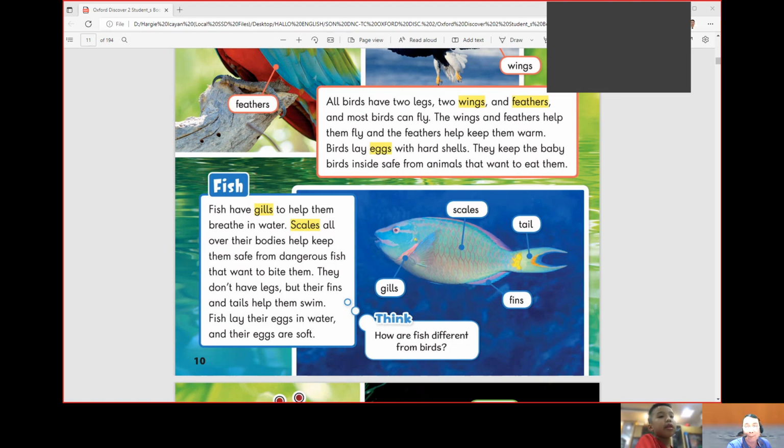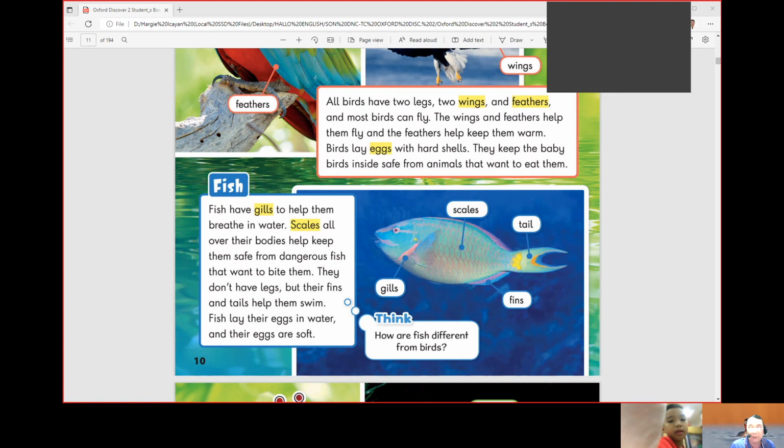Okay, open your chat. Can you read what I wrote on the chat? Birds have two feet, have wings, feathers, and can lay eggs. Okay, so that's for birds. What about for fish?